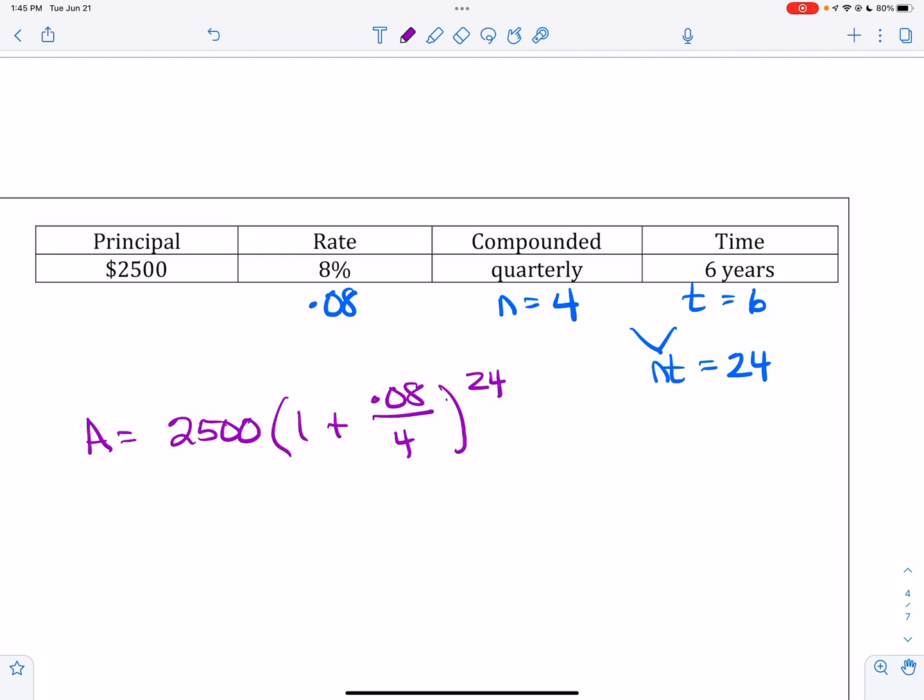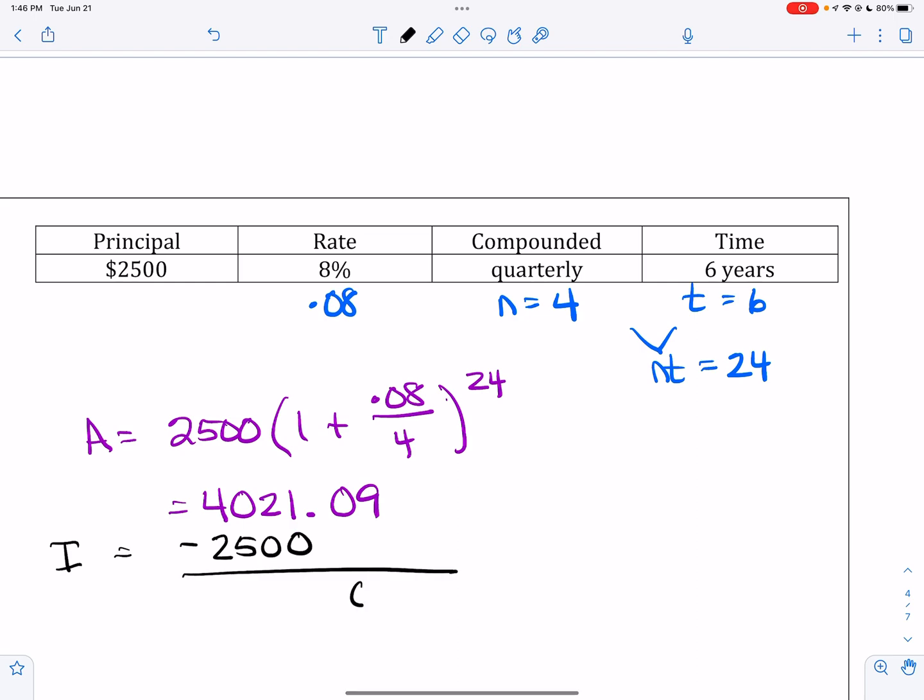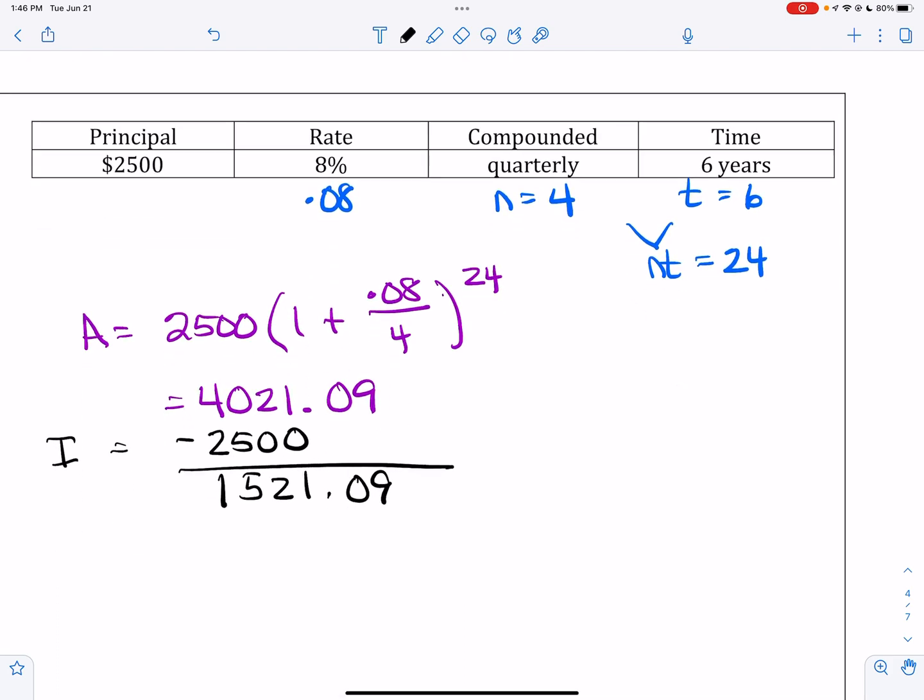So I get this, and whoops. Okay, raised to the 24th times 2,500, and so I'm going to get 4,021.09. And then my interest, go ahead and take out the 2,500. So 1,521.09.